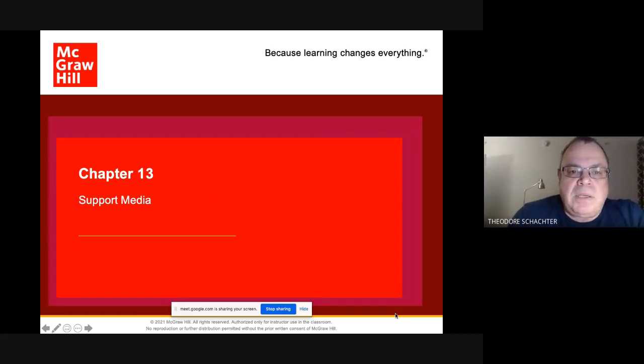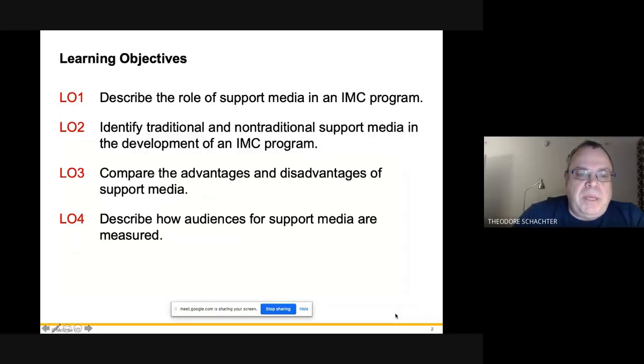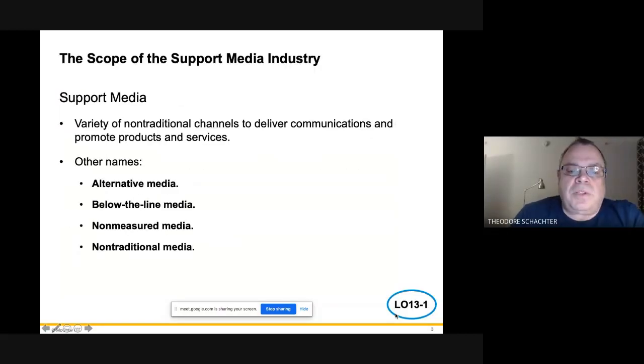Okay, so basically, support media has one purpose: to fill in the gaps that traditional media plans may not fill. Catch audience members that otherwise may be missed by your social, TV, video campaigns. So the support media includes alternative media. These are other names for it: below the line, non-measured, and definitely non-traditional media.